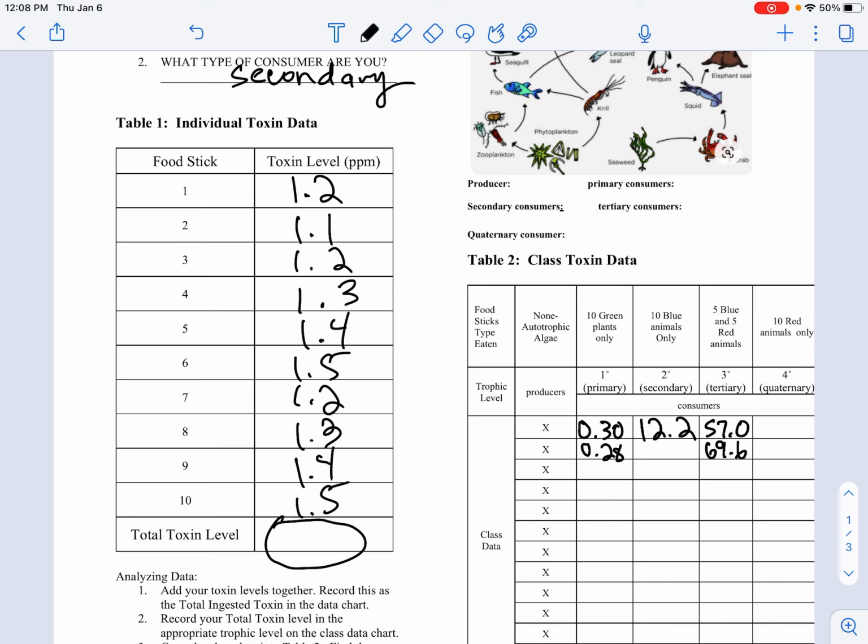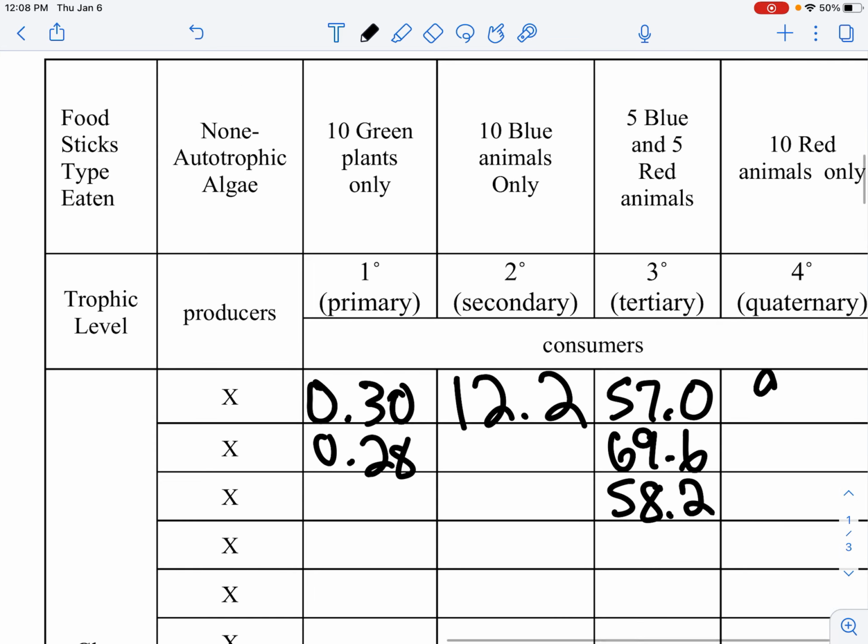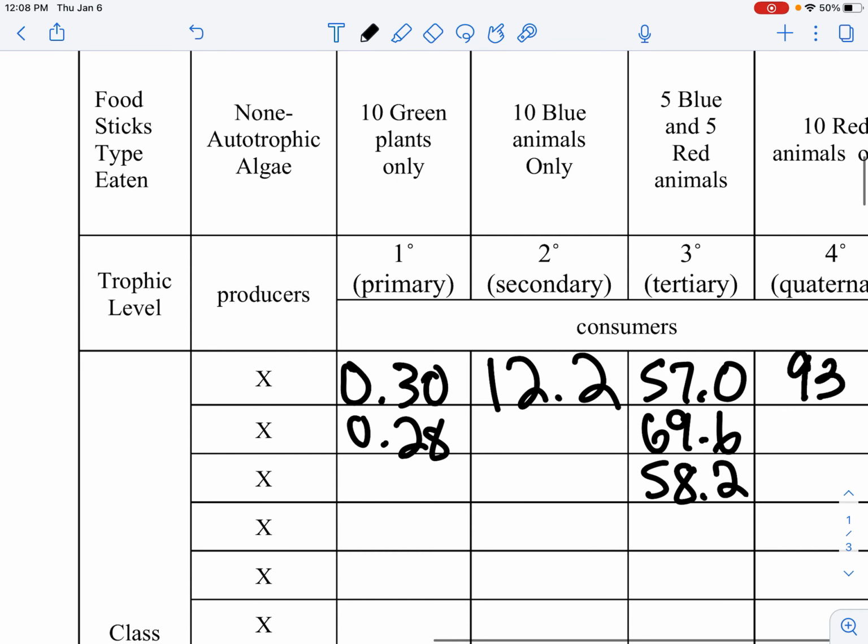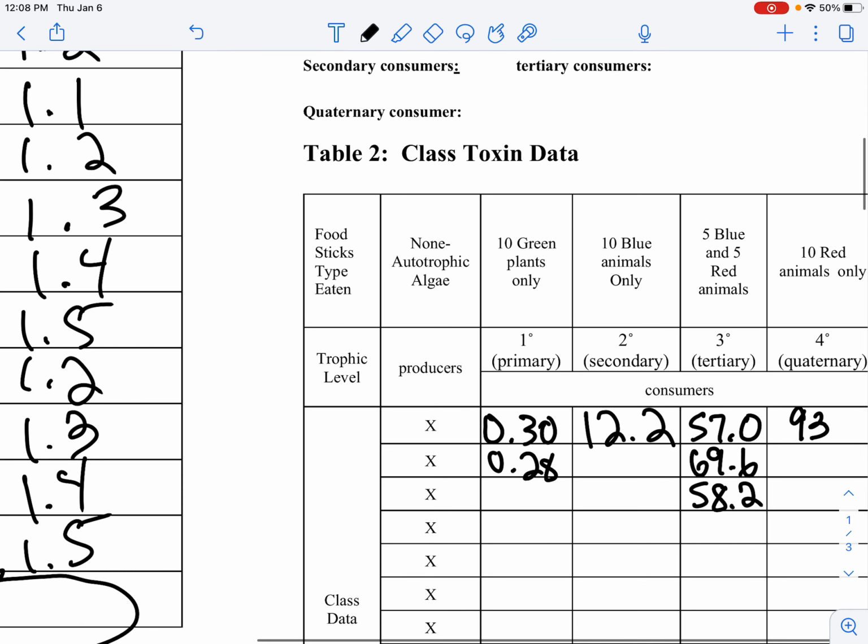Brian, you already gave me your data. Kimberly, did you get finished? Yes. What kind of consumer are you? Tertiary also. What was your total? 58.2, good. Josie, our quaternary consumer, what was your total? 93. Josie was a great white shark, and she ended up with 93 levels of chemical.